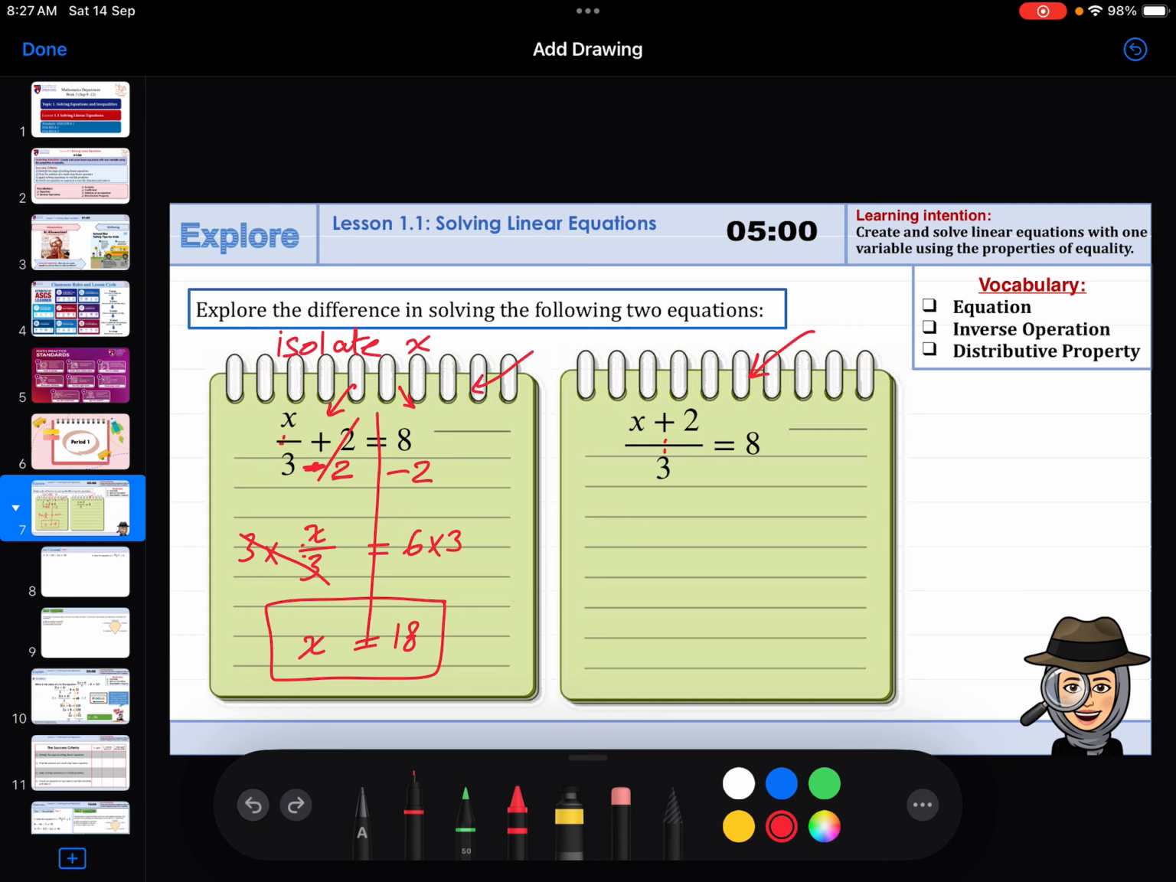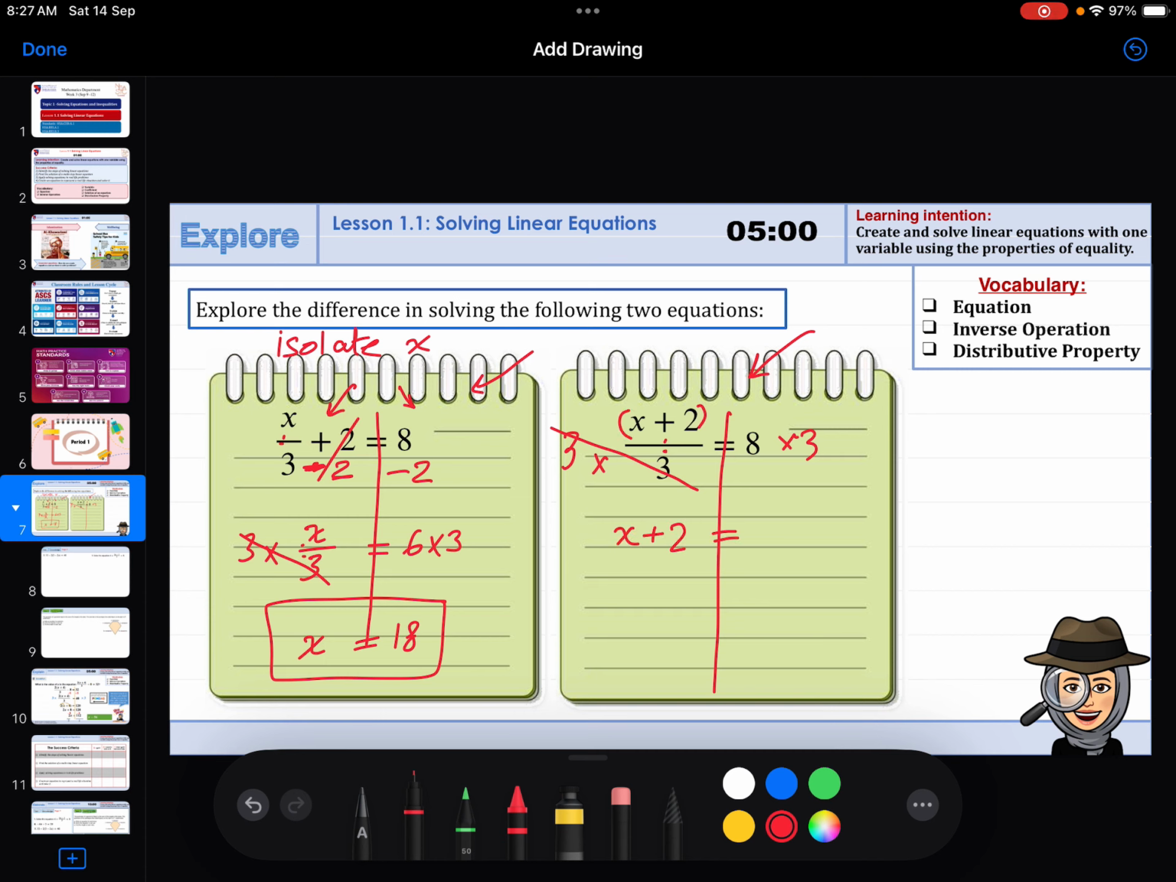So let's see. In order to cancel the division by 3, I have to multiply by 3 on both sides. Don't forget to keep your equality. The 3 is cancelled, and I have this part free of the division by 3. I can work on it now.